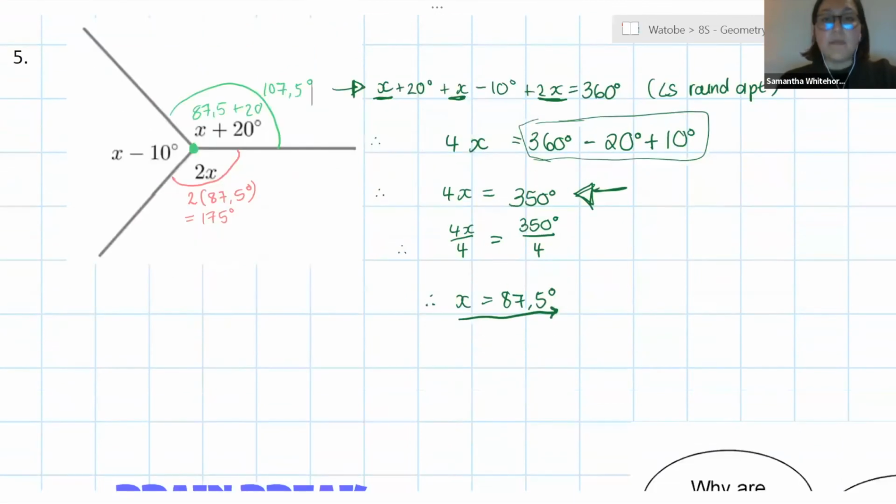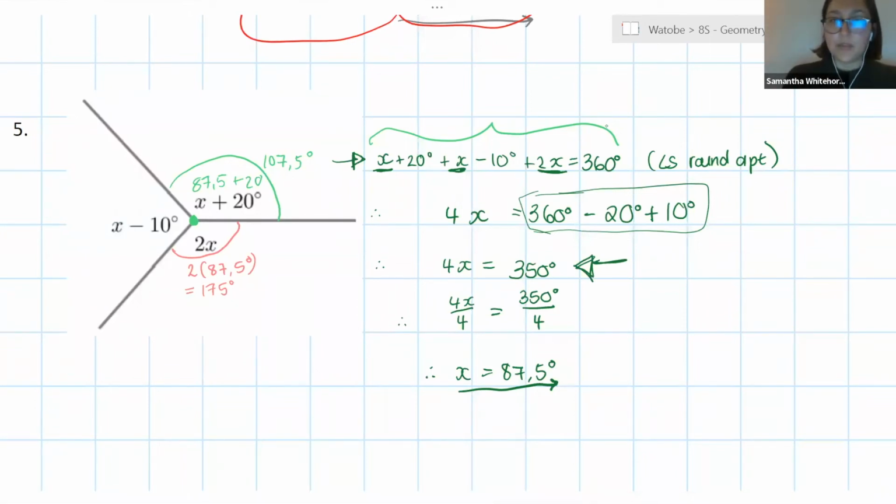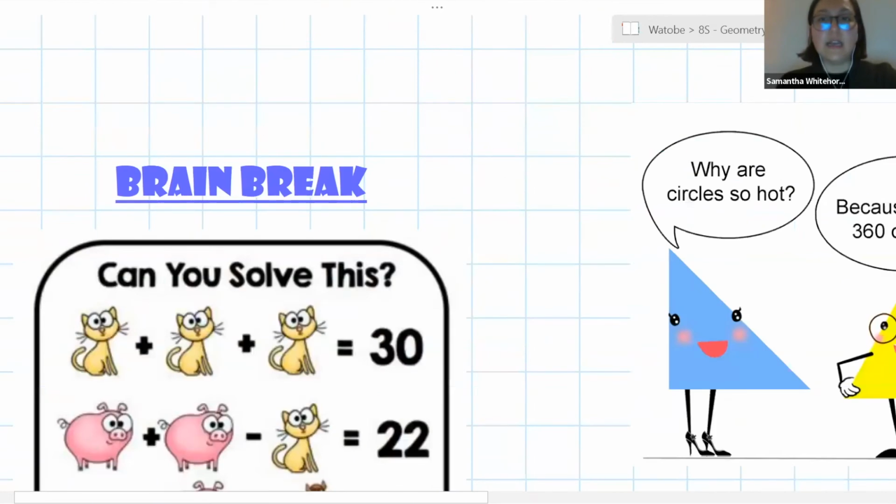Okay. Just quickly, in terms of the order I wrote these angles here, it doesn't matter. You're adding them together, so whatever order you put them in is completely fine, as long as you remember you're adding them all together.